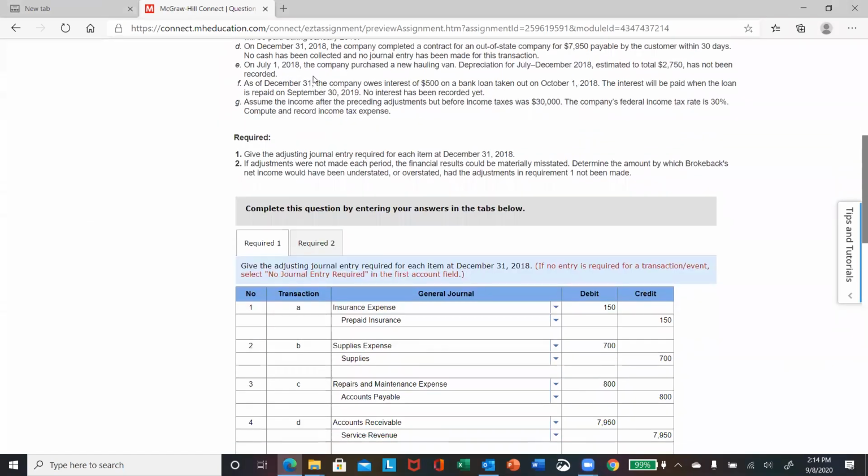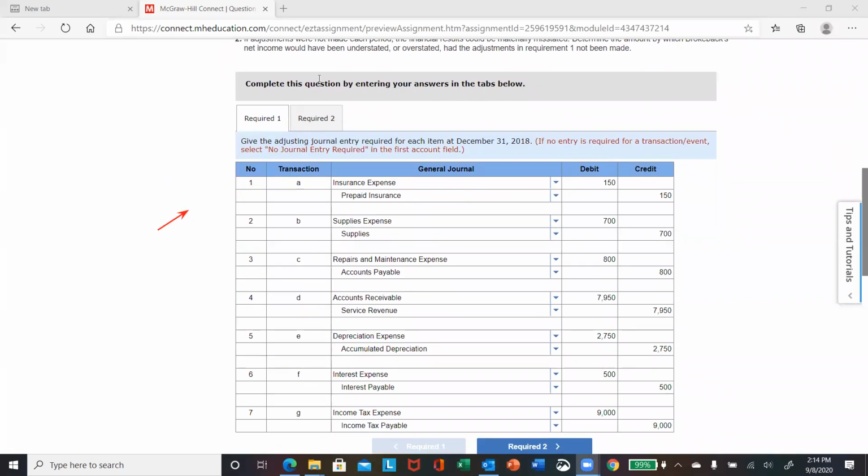All right, letter F. It says we owe interest of $500 on a bank loan taken out on October 1st. It'll be paid when the loan is repaid on September 30th of next year. No interest has been recorded yet. So we've got, again, $500 interest that we owe. That's just another accrual. So debit your interest expense and then credit interest payable for the $500.